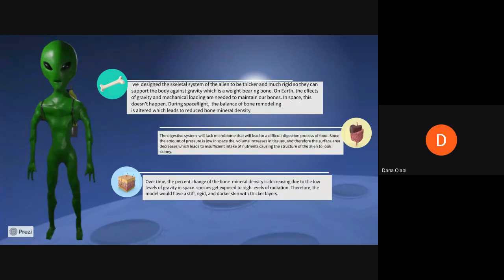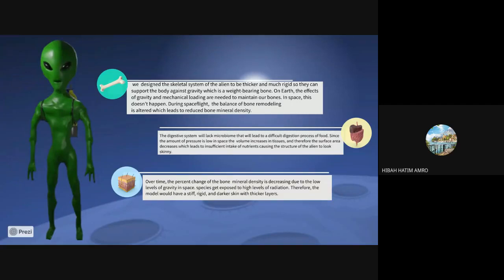However, when it comes to the digestive system, it will lack microbiome, which will lead to a difficult digestion process of food. Since the amount of pressure is low in space, the volume increases in tissues, and therefore the surface area decreases, which leads to insufficient intake of nutrients, causing the structure of an alien to look skinny.